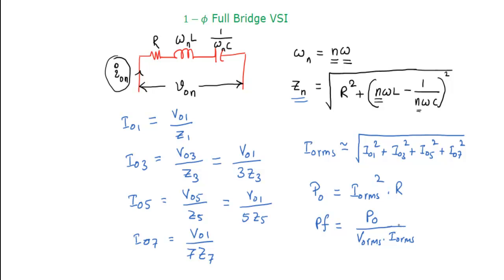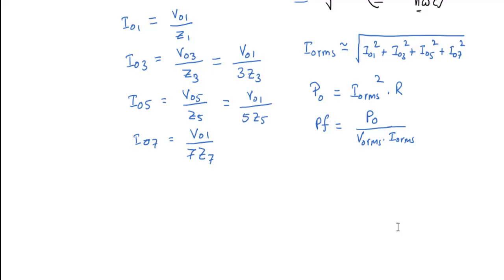And once you got this, we can also calculate the current distortion factor. Current distortion factor is nothing but I01 divided by I0 RMS. Then the other thing is you can also calculate percentage THD in current, using the formula. What is that? Percentage THD is nothing but root of 1 by distortion factor square minus 1.